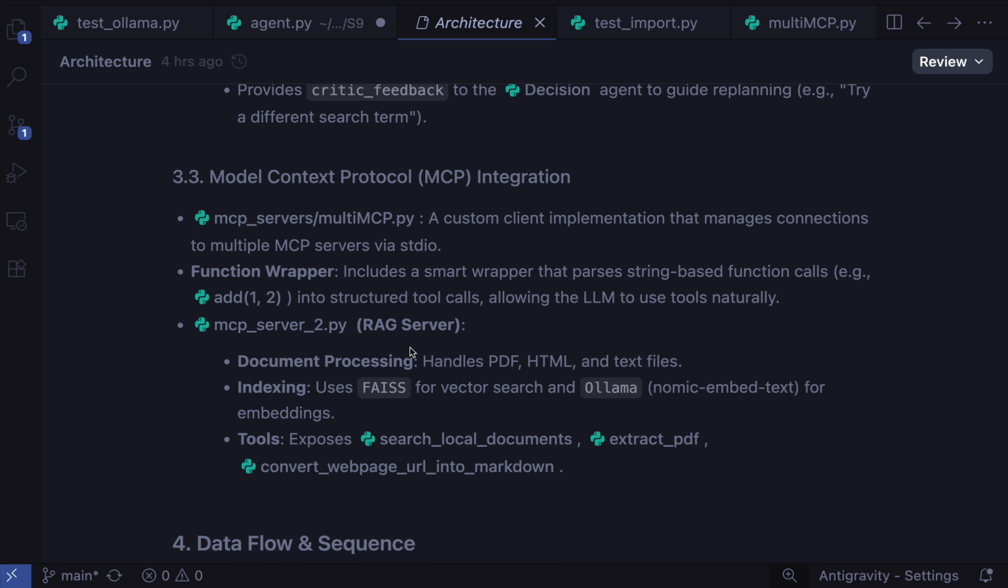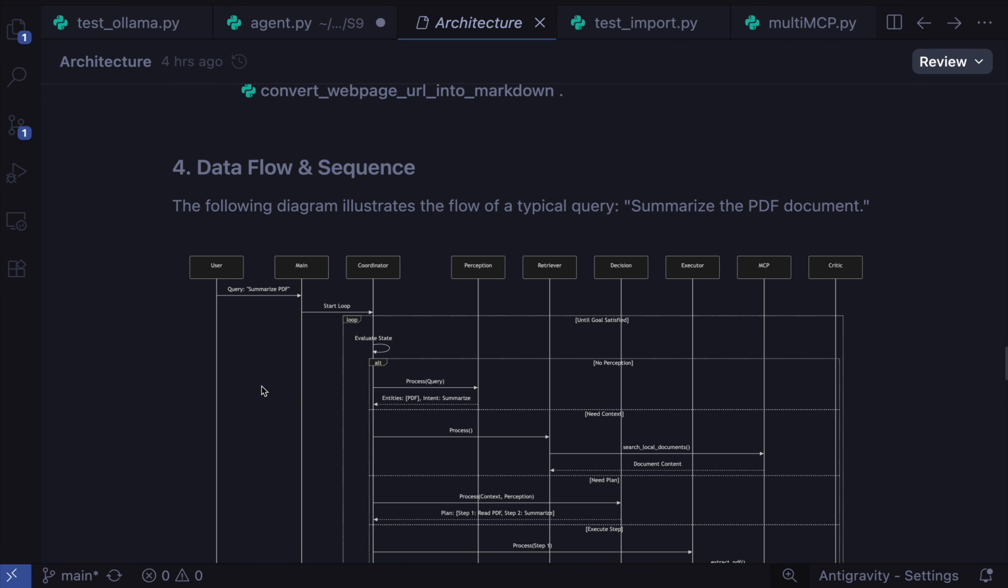Then a little bit about the MCP. We have MCP server 1 and MCP server 2. MCP server 1 is mostly about calculation, and MCP server 2 is the RAG, where you have PDF, HTML and images, and we're using FAISS and nomic-embed-text by Ollama for embedding and searching with the FAISS model. Then we have the extract PDF module, all in MCP server 2 itself.